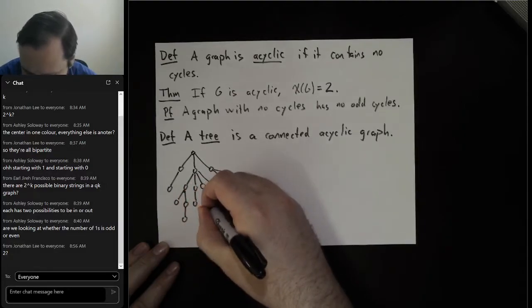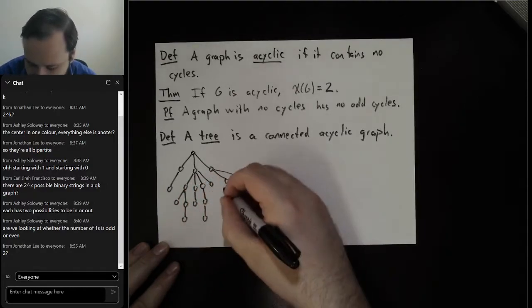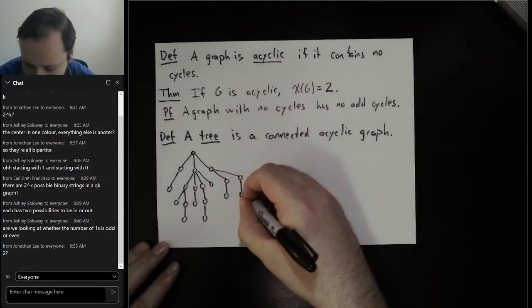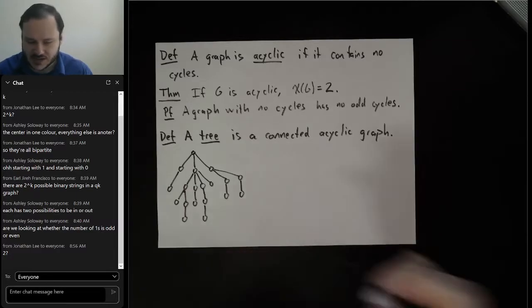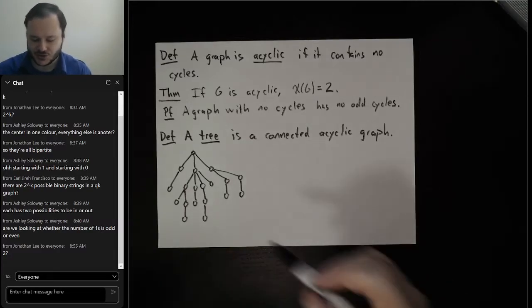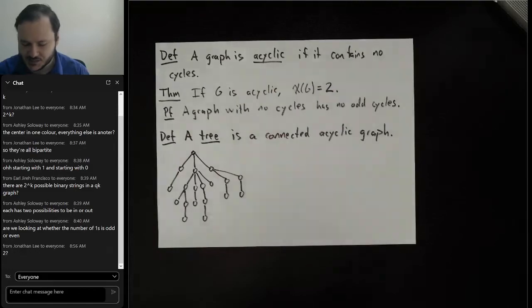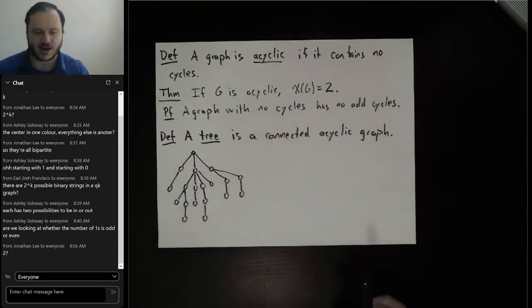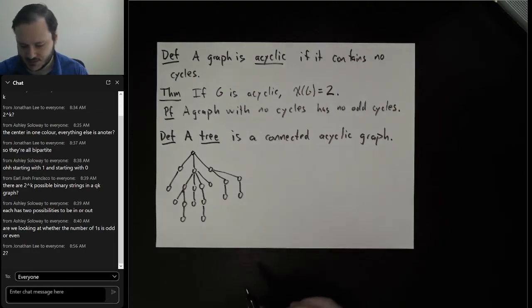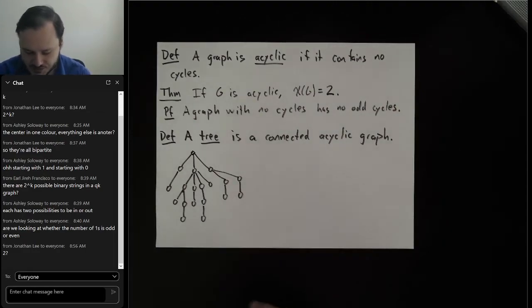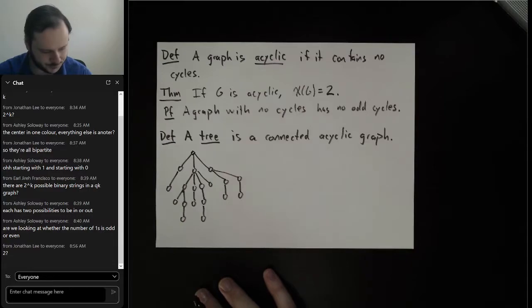But I'm never allowed to loop back around. Once I start somewhere, I never complete a cycle. Each edge just leads me off into its own sub-branch. And so that's why we call these trees. It's connected, but there's no cycles going on.